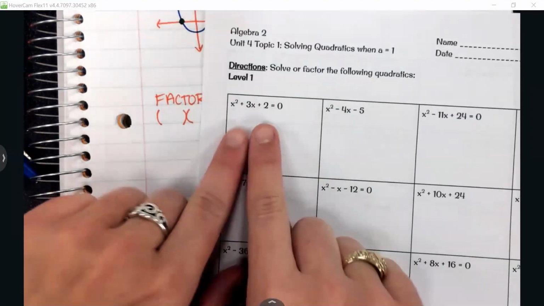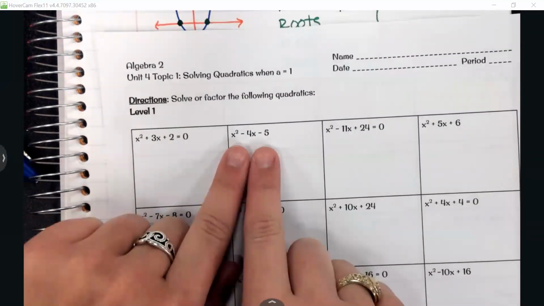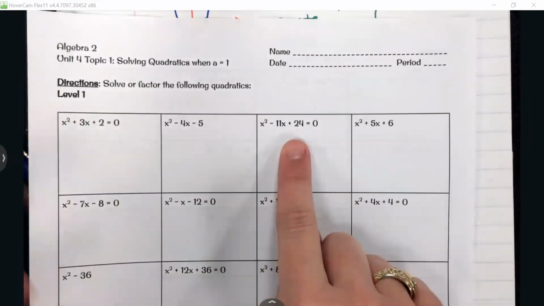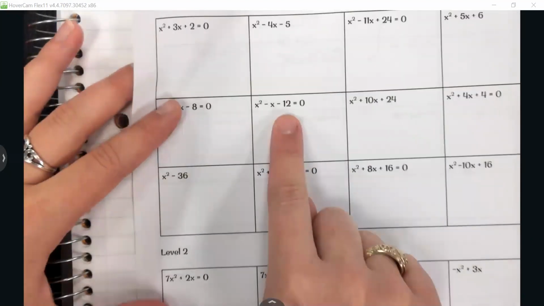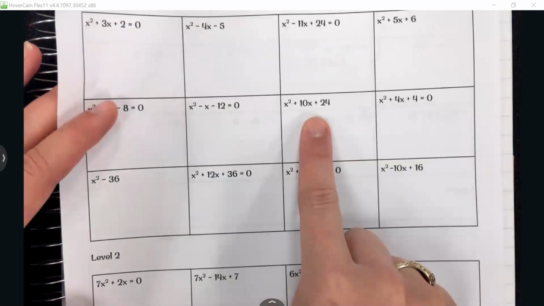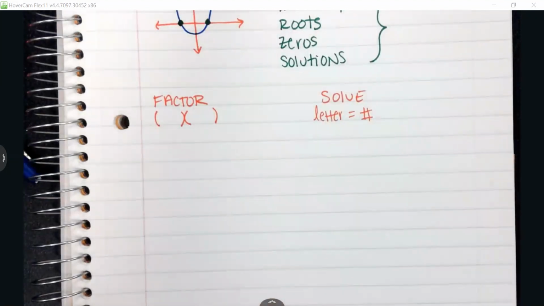So, does this problem have an equal sign? So am I factoring or solving? I'm solving. What am I doing here? Factoring. There's no equal sign. What am I doing here? Solving. What am I doing here? Solving. Here? Factoring. You see how to tell the difference? Okay, that's your responsibility to make sure you know how to tell the difference.